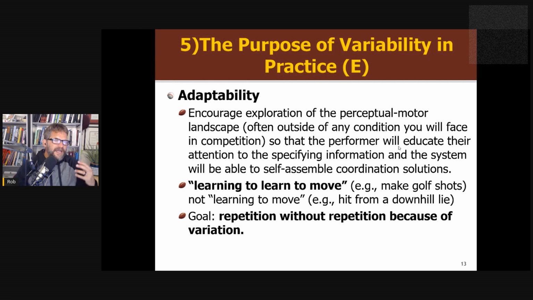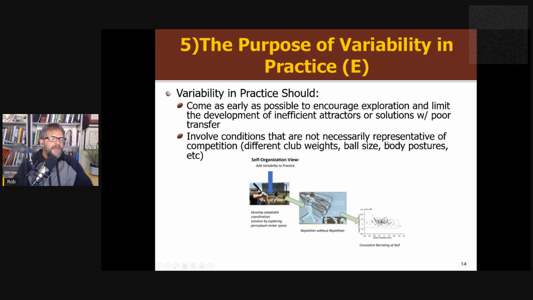So the idea of this alternative view is we want to encourage variability in practice. We do that by adding variability in practice conditions early on, right? We don't want to wait for you to develop the technique or the fundamentals, quote, quote, right? And then add variability so you can adjust. We want to add variability right away, right? So you learn to solve movement problems.